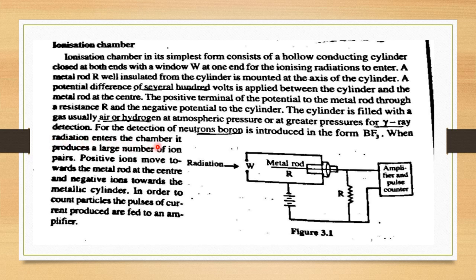When the radiation enters the chamber through the window, it produces a large number of ion pairs. Positive ions move towards the metal rod, which is positively connected, and the negative ions towards the metallic cylinder. In order to count the particles, the pulses of current produced are fed to an amplifier. The primary ions as well as the secondary ions produce an ionizing current, which is amplified and detected by the pulse counter. This is a simple mechanism for the detection and counting of radiations by the ionization chamber.